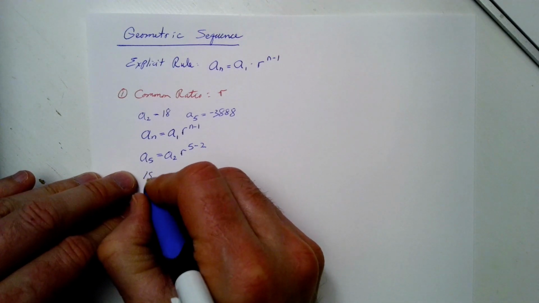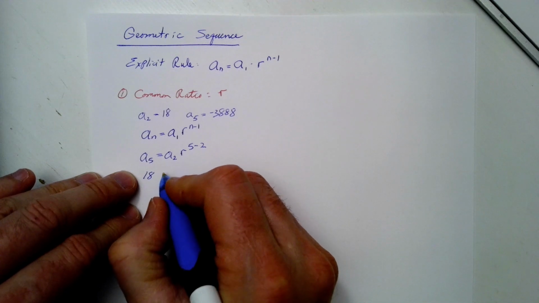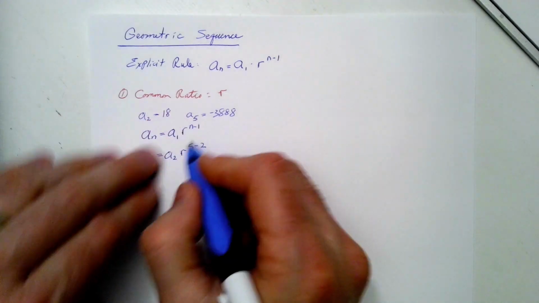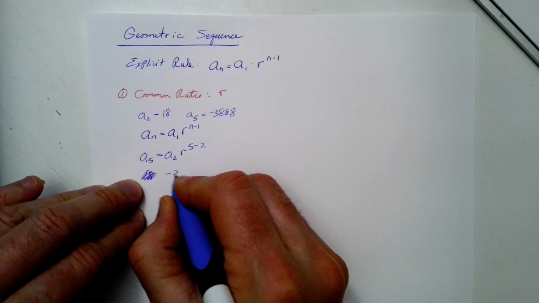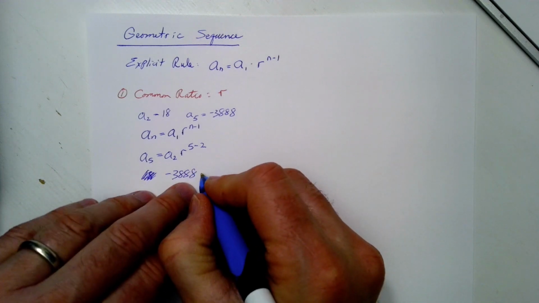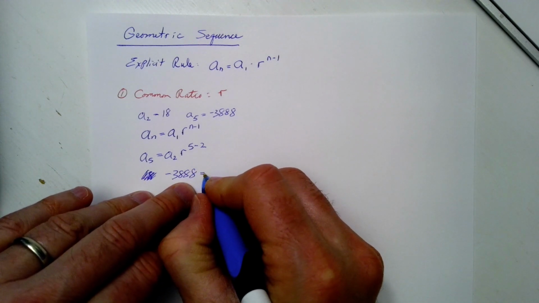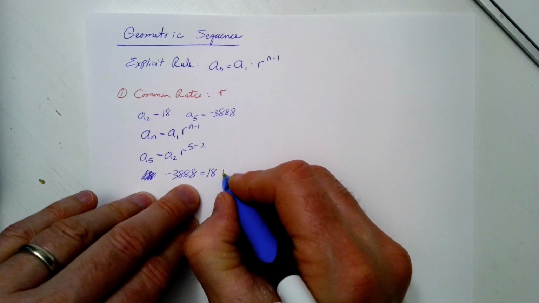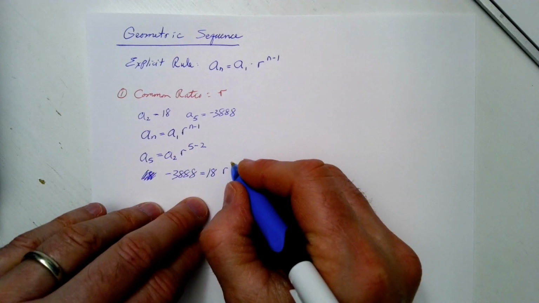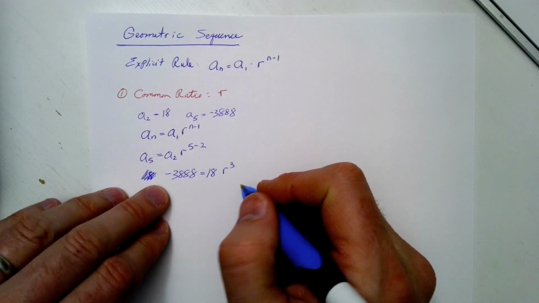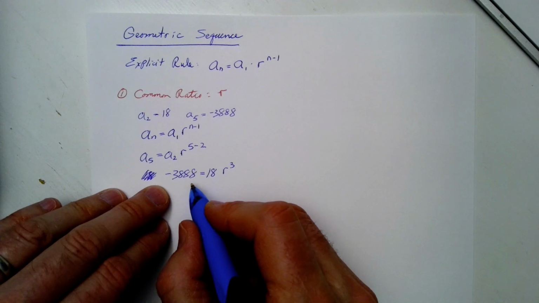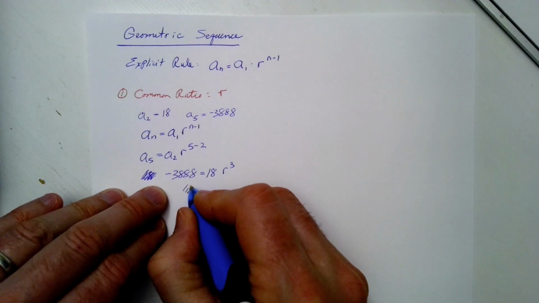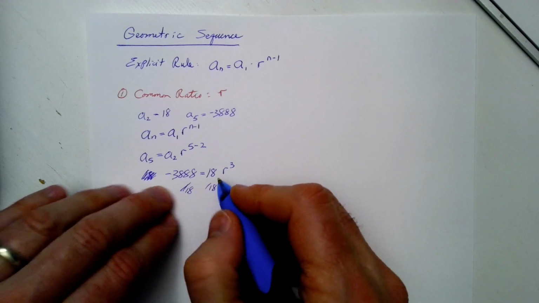Okay, so let's go ahead and plug in our numbers. We have a5 equals this big number here, negative 3888. Don't make dumb mistakes like I just did, okay? Equals 18 times r, and 5 minus 2 is 3, okay? So negative 3888 divided by 18. We're going to divide both sides by 18.